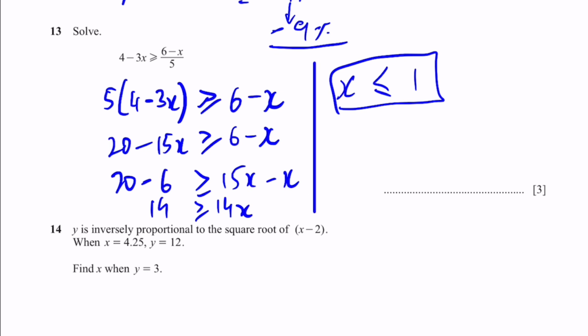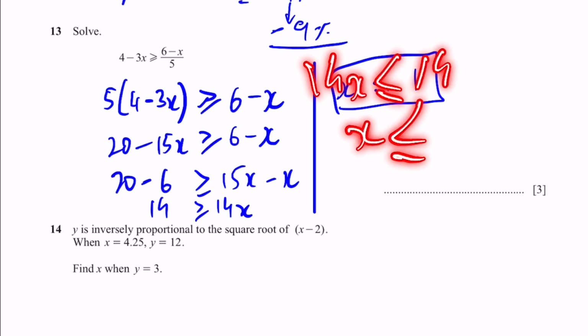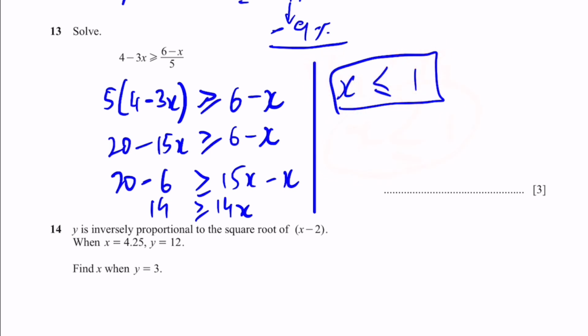Why is it less than or equal to? Because when we bring the x value to this side and 14 to the other side, the sign flips like that. So 14x is less than or equal to 14, and x is less than or equal to 1. So that's our answer.